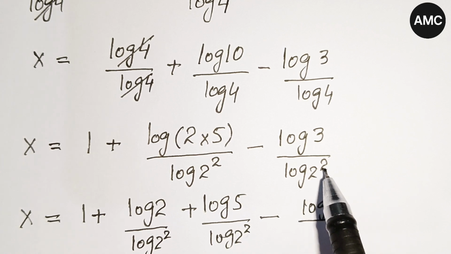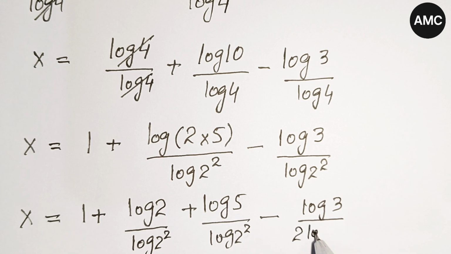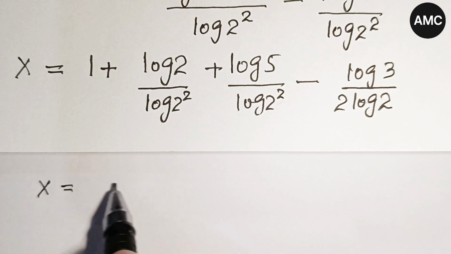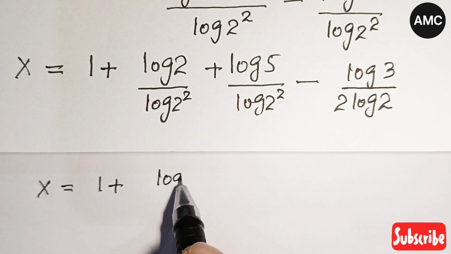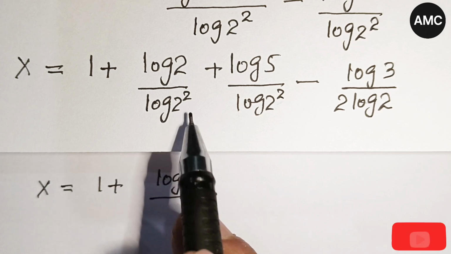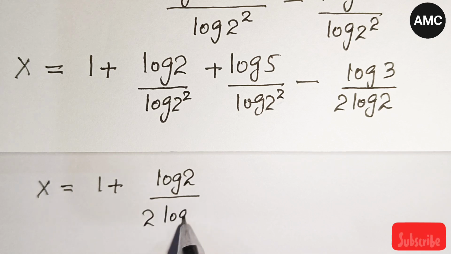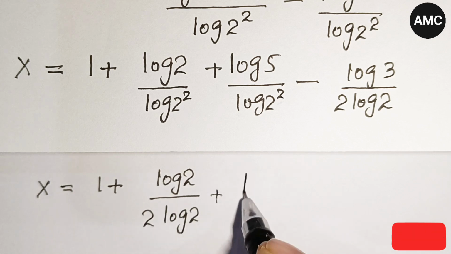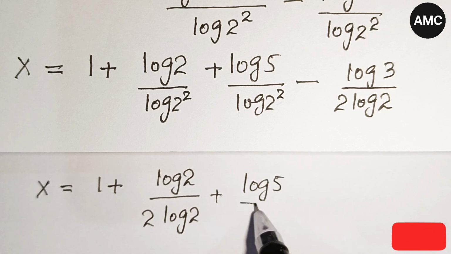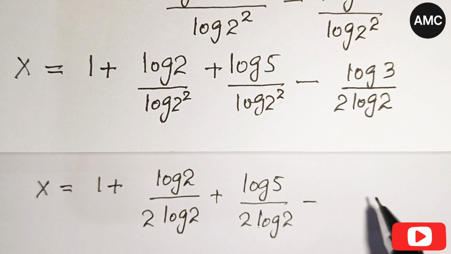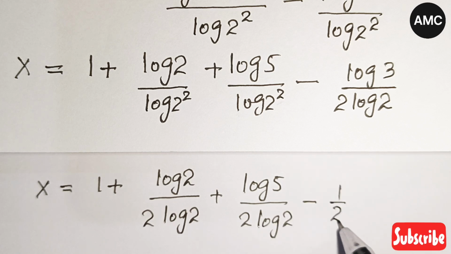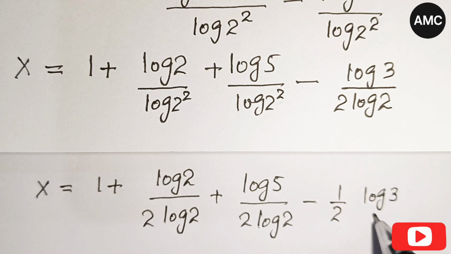Using the logarithm power law, shifting this 2, we get 2 times log 2. Now our next step will be, x is equal to 1 plus log 2 divided by 2 log 2, plus log 5 divided by, again using the same law, 2 log 2, and minus log 3 divided by 2 log 2.